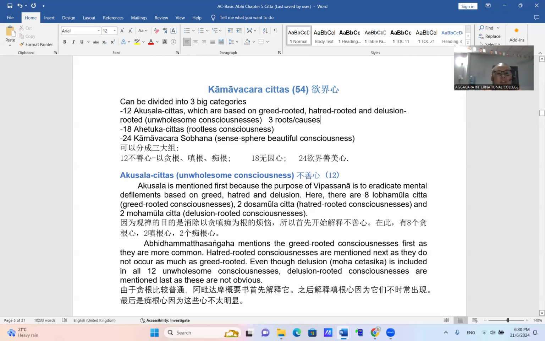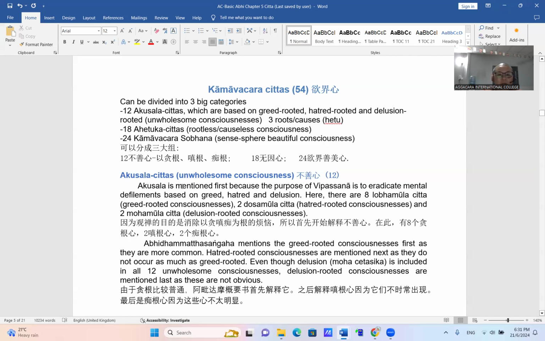So there are 12 akusala. Akusala I already explained. Akusala means unwholesome. Okay. So after that, we will go for 18 ahetuka. So you can see akusala, there's another, ahetuka. If we are talking about three roots here, in Pali we call it hetu, right? Now, ahetuka actually we call rootless. Rootless means causeless, all right? What is the meaning of causeless? It means it has nothing to do with greed, hatred, delusion. So rootless or causeless are ahetuka. And then the 24 sobana. We call it sobana, which means beautiful. Kamawachala: Kama is sense, awachala is sense sphere.